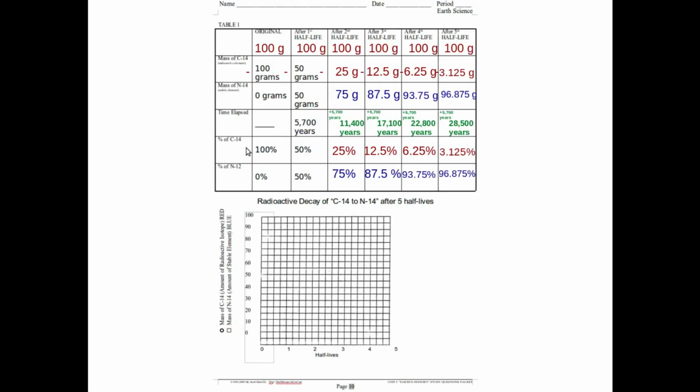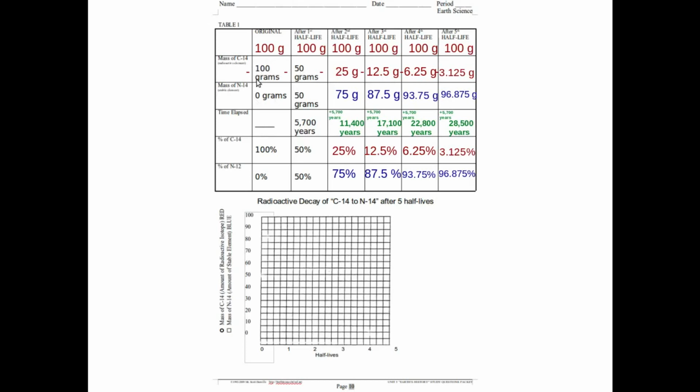Now again, these numbers are the same in this example. But if I started with a larger amount up here, let's say 200 grams, like we're going to see in the next example, these numbers will always remain the same down here. They'll always be 100%, 50%, 25%. But up here, 200 grams would be halved, and then we would have 100 grams, and so on. So the amounts can vary.